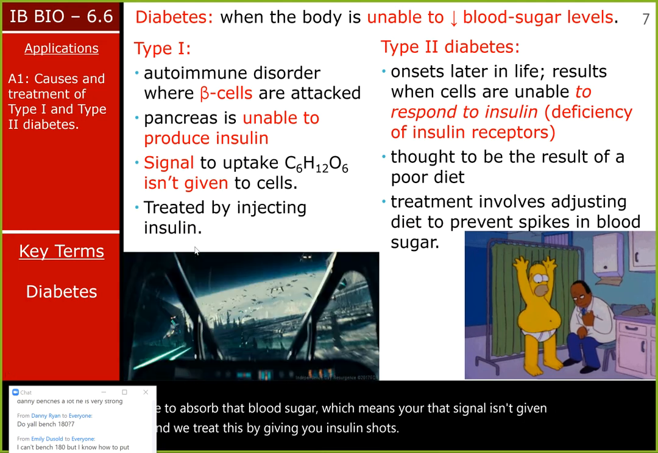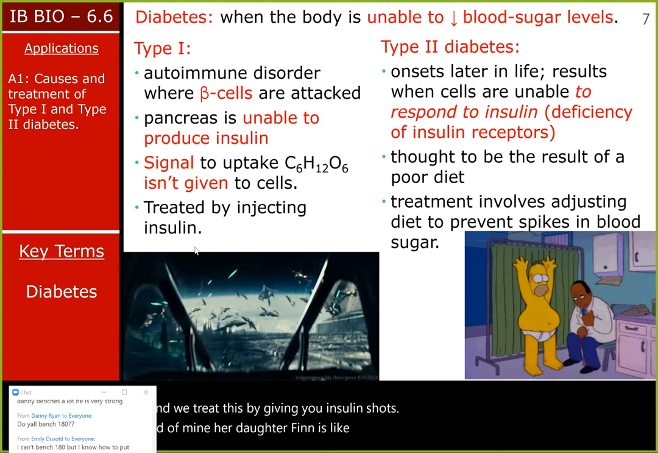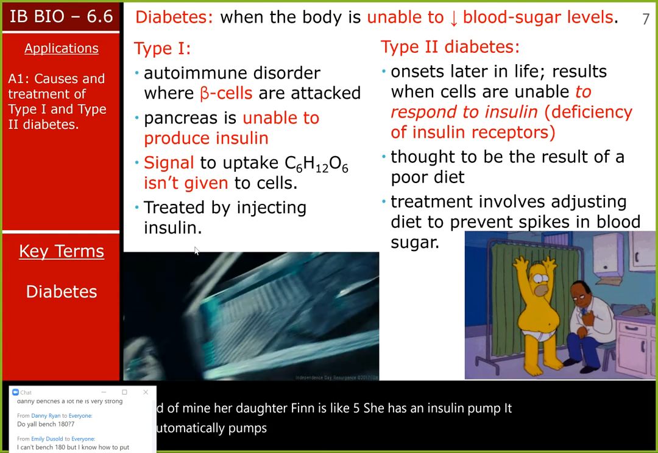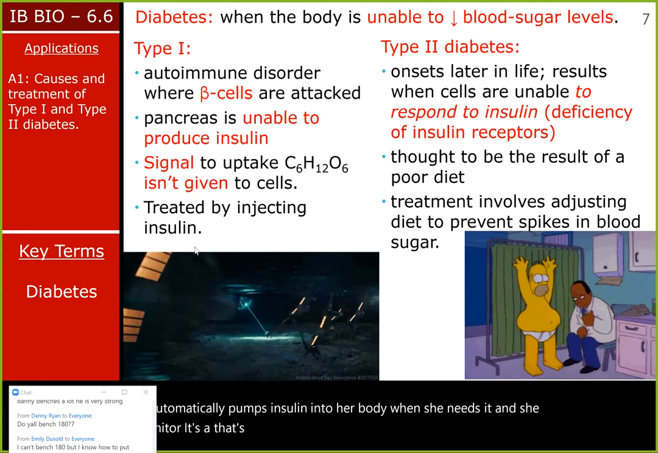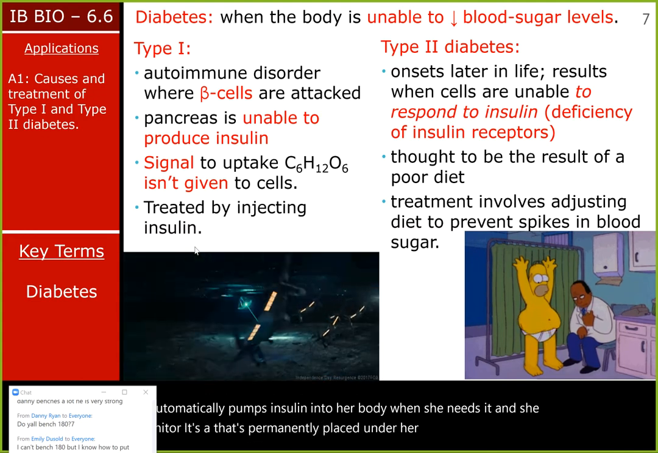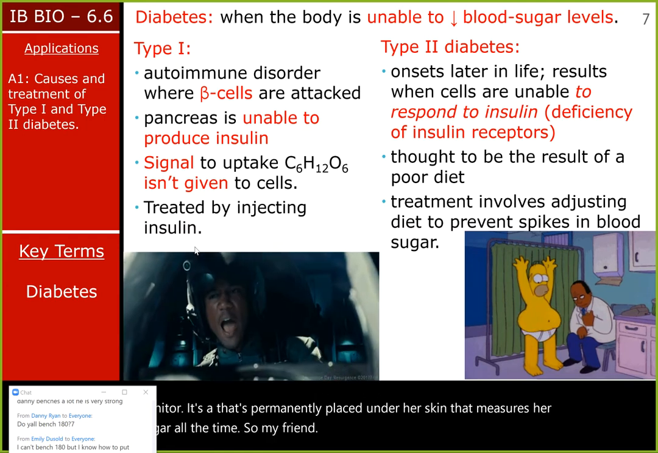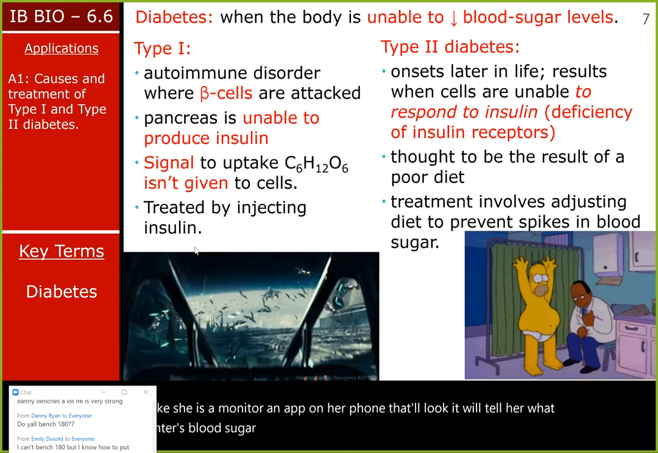So a friend of mine, her daughter, Finn, is like 5. She has an insulin pump. It actually automatically pumps insulin into her body when she needs it. And she has a monitor that's permanently placed under her skin that measures her blood sugar all the time. So my friend, she has a monitor, an app on her phone, it'll tell her what her daughter's blood sugar is anytime, which is really kind of cool.